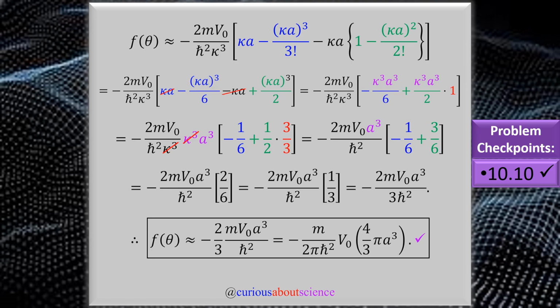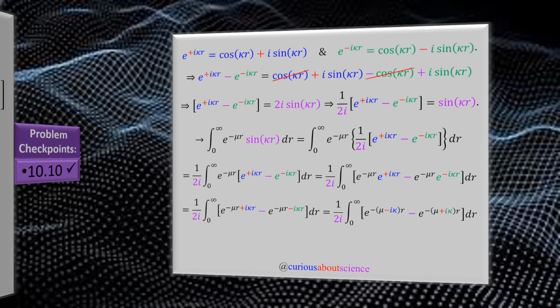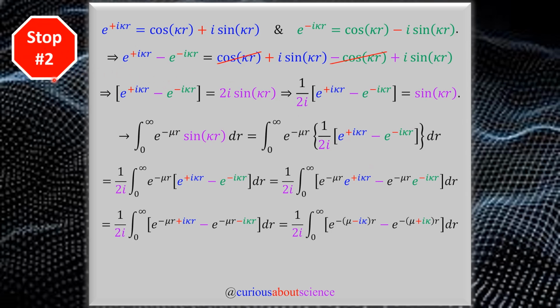Now that we're done with problem 10, let's jump straight to 11. All right, and this is stop number 2. Again, this is pulling from example 10.5 in the book, dealing with the Yukawa potential and finding the scattering amplitudes.